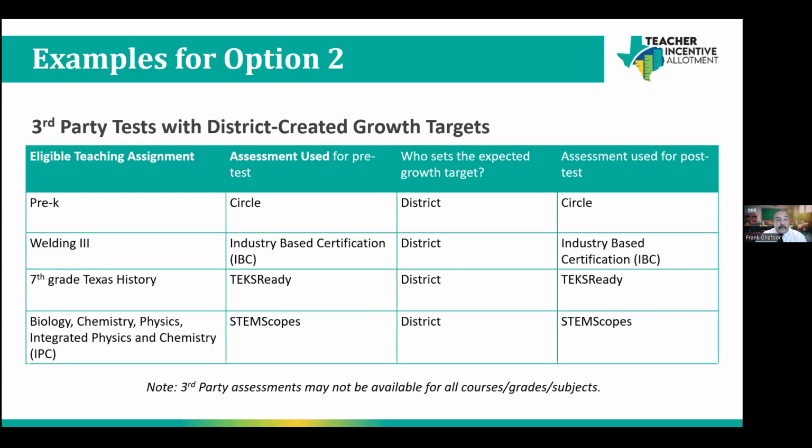For option two, what we see is, if the district wants to use the CIRCLE exam, there are no third party growth targets, so the district does have to set those locally. Same thing with the industry based certification. If the district wants to measure growth in their welding three with one of the IBCs for welding, they can do that, but they would have to set that target locally, as the vendor does not provide that growth target.